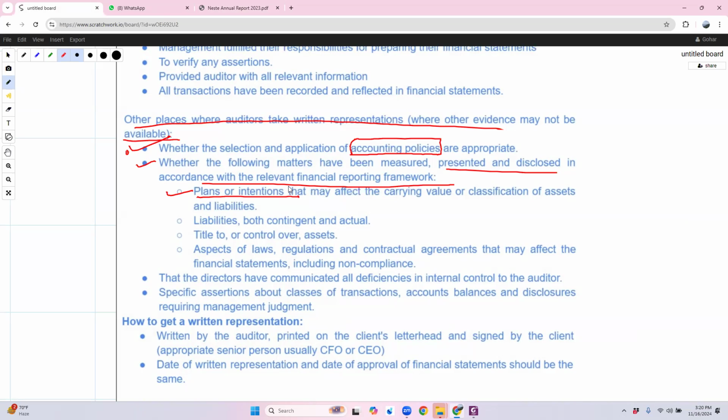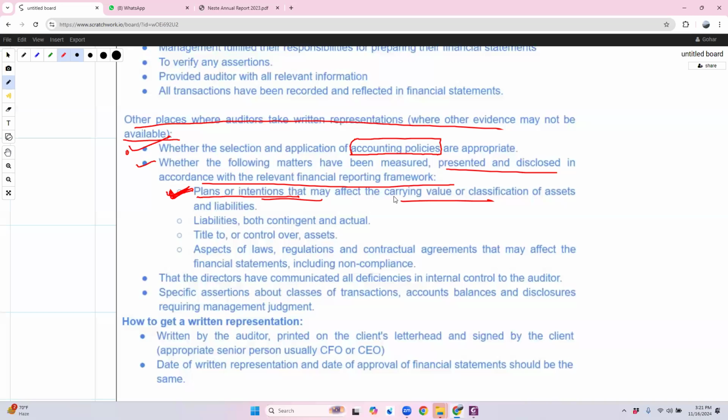Going concern does not only depend upon whether the company can continue or not. Whether they want to continue or not is also a going concern issue. So you also take a written representation from the management that you plan to continue to do the business for the next 12 months. This is another written representation. Plans or intentions that may affect the carrying value or classification of assets and liabilities: if the management is planning to close down the business, would it affect the classification of the assets? They would not be non-current anymore. They would be current assets. The liabilities would not be non-current liabilities anymore.